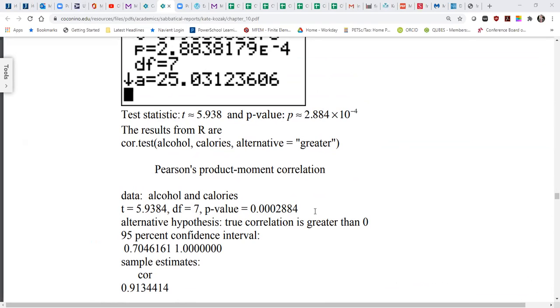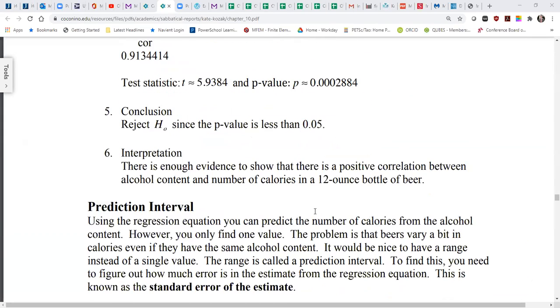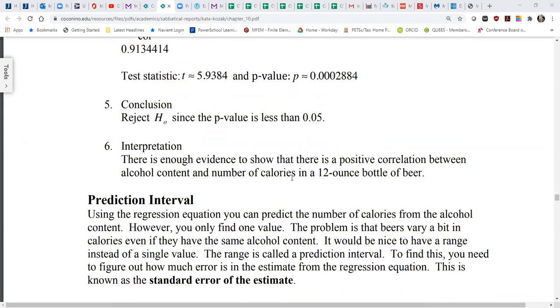So you can see the p-value is less than alpha. That means we reject the null hypothesis. And the conclusion will be there is enough evidence to show that there is a positive correlation between alcohol content and the number of calories.